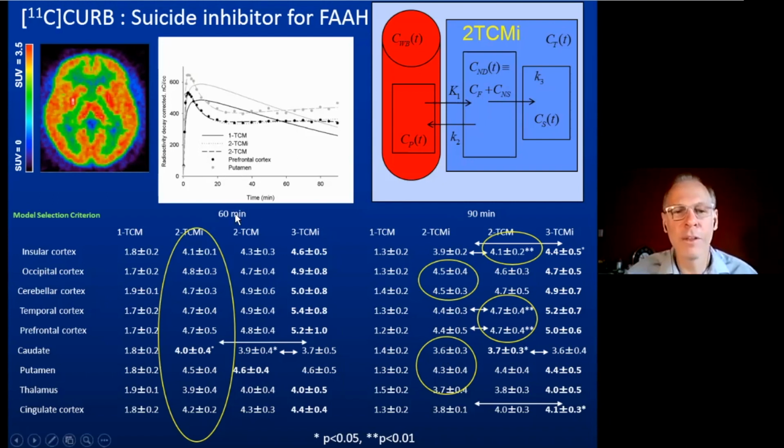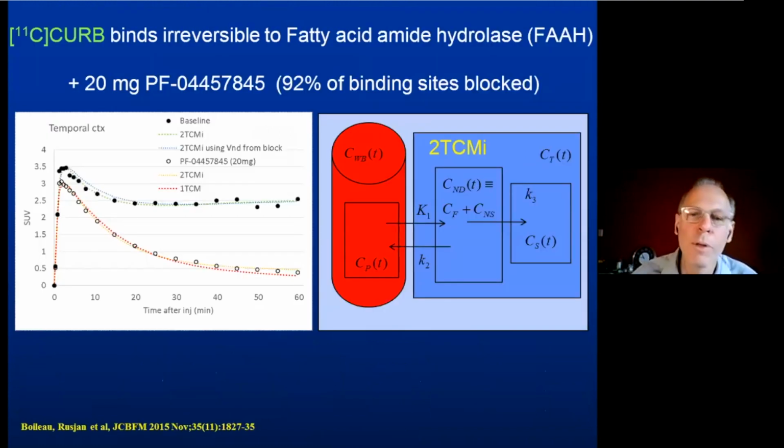In addition, if I reduce the length of the scan to 60 minutes, I can calculate the same outcome parameter without an increase in the variability and without a bias. And when I have only 60 minutes of data, the two tissue compartment irreversible model is the best model to fit the time activity curves. So I determined that the optimal model for this radioligand is the two tissue compartment model with 60 minutes of data. I didn't feel comfortable with my decision before having done an experiment with an MAOB inhibitor.